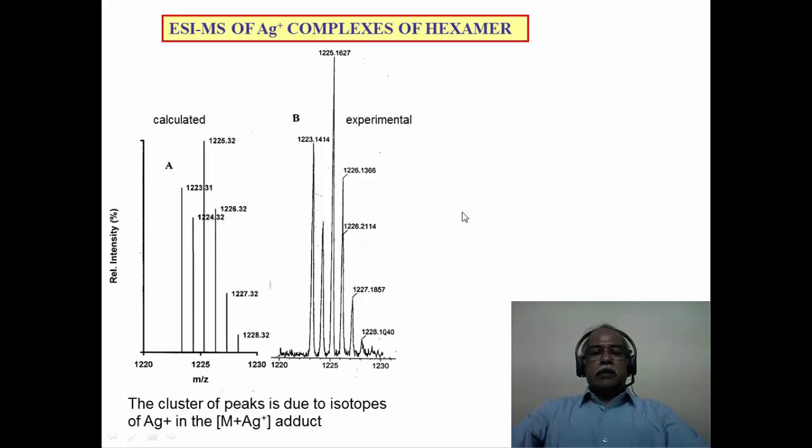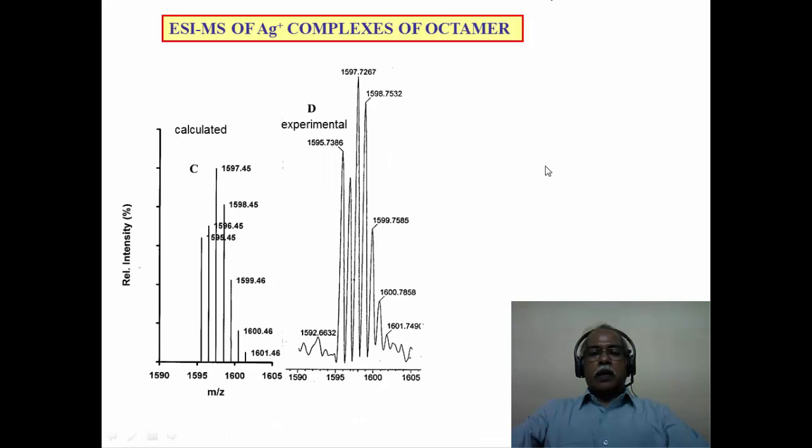What you are seeing here is the experimental spectrum showing the isotope distribution because of the silver isotopes that are present in nature, and this is a calculated spectrum. You nearly have a one-to-one match of these two spectra in terms of the m/z values as well as the relative intensities of the ion peaks that you see in the spectrum. This is for the hexamer molecule. The octamer molecule was also analyzed that way. You can see similarity in the calculated spectrum and the experimental spectrum for the silver ion complex of this class of molecule.